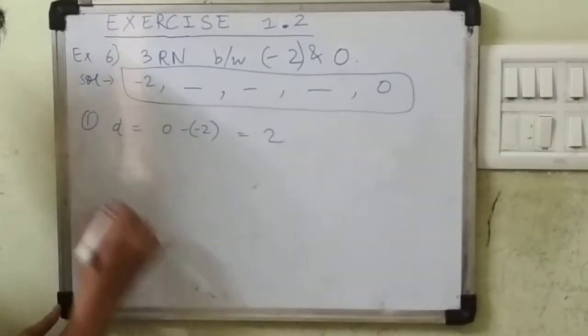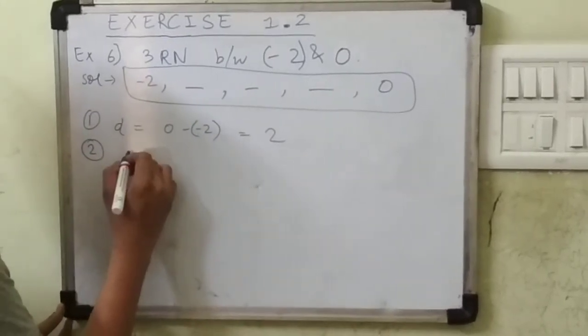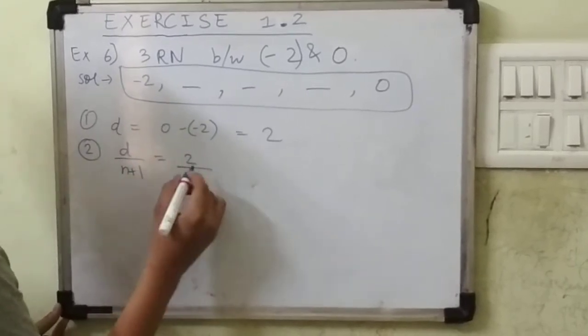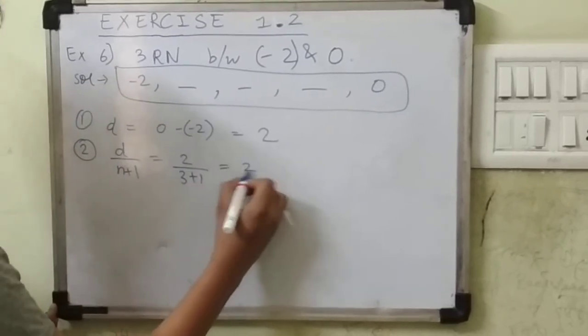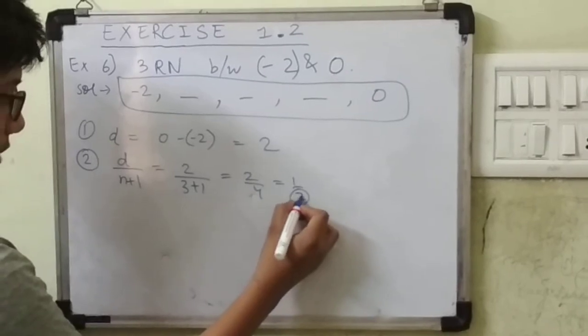Okay, so let's come to the second step, which says that you have to find d upon n plus 1. Where d is what? It's 2. And n is the number of rational numbers which you have to find. It is 3. 3 plus 1 is 4. So 2 by 4 is 1 by 2. Okay, so focus on the denominator, which is 2.